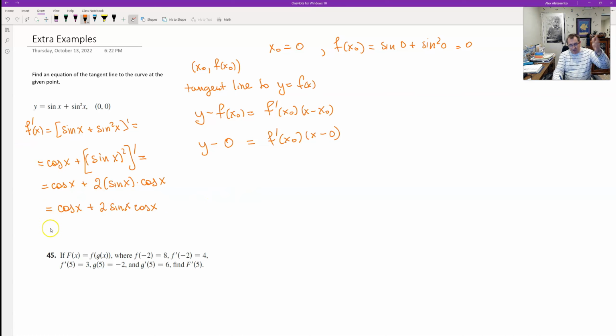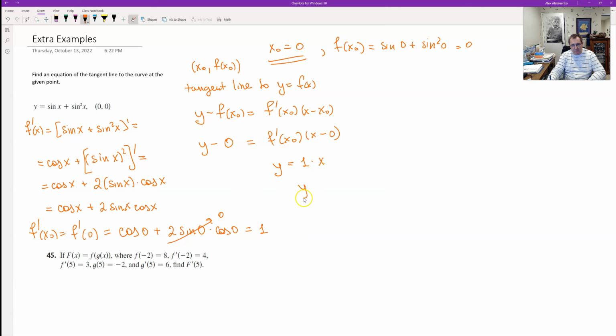But that's the derivative at any point, and we need a specific one, x0, which is, in our case, 0. So we just need to do a substitution here. Now, sine 0 is 0, so that term goes away, but cosine 0 is 1. So f prime of x0 is 1. So what we have is y equals 1 times x, or y equals x. Interestingly enough, y equals x is the tangent line to this curve at (0, 0).